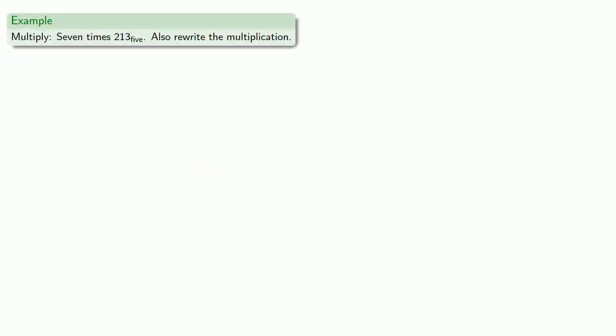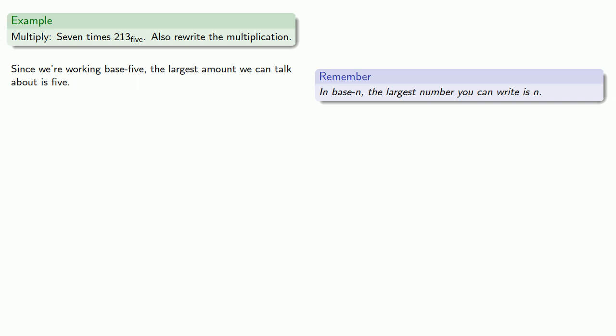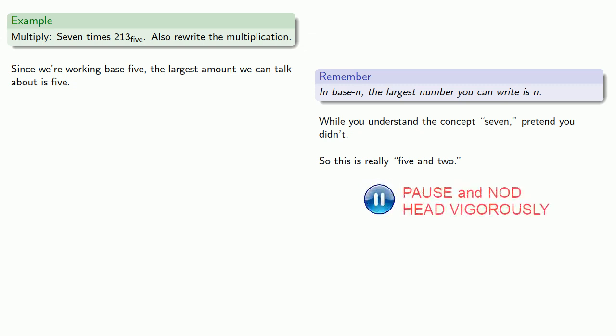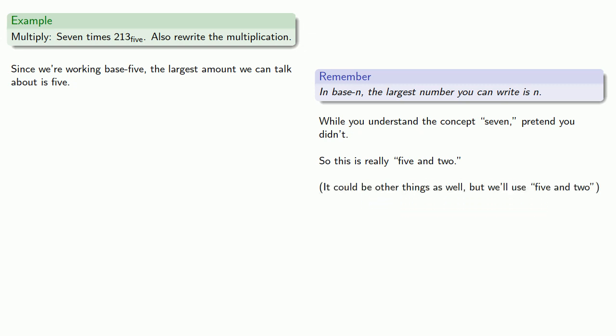So let's multiply 7 times 213 base 5, and let's also rewrite the multiplication. Now, since we're working base 5, the largest amount we can talk about is 5. Because remember, in base n, the largest number you can write is n. Now, while you understand the concept 7, pretend you didn't. So, what is 7? This is really 5 and 2. It could be other things as well, but we'll use 5 and 2. So 7 213 base 5s would be 5 213 base 5s and 2 more 213 base 5s.